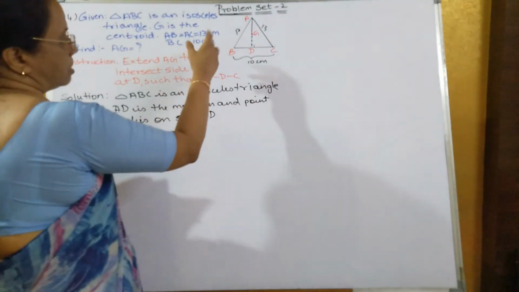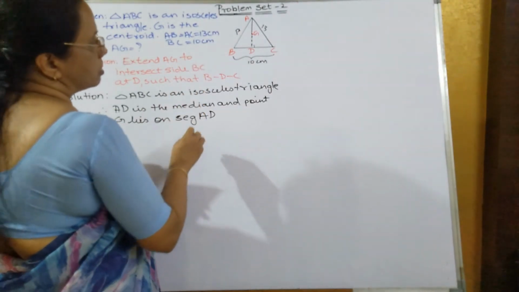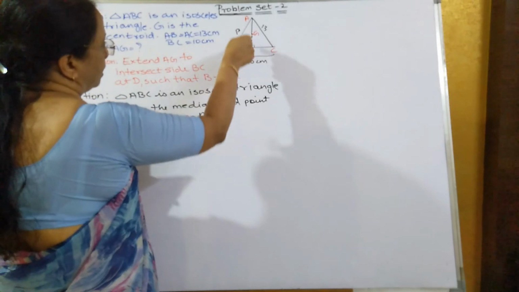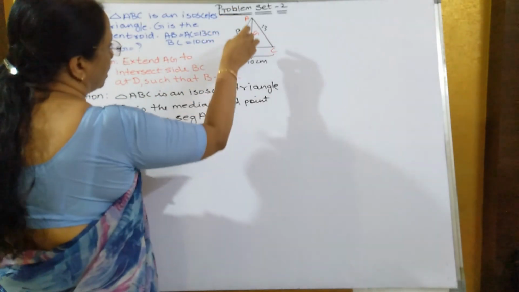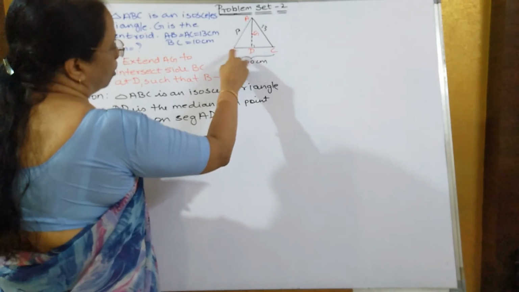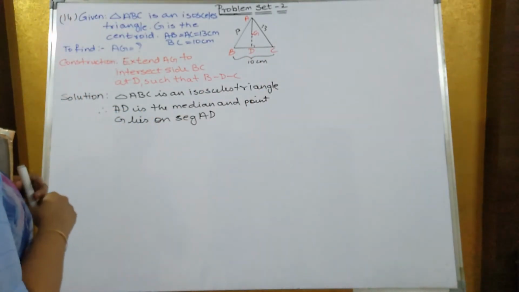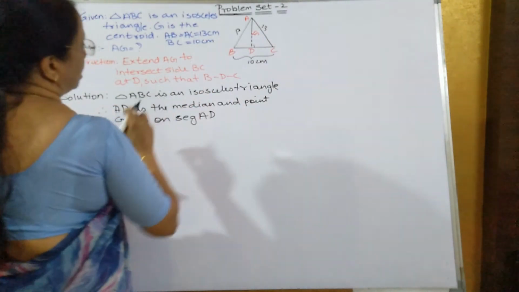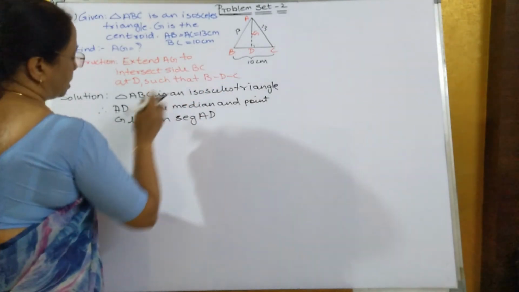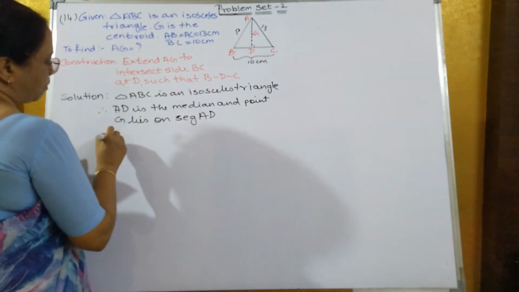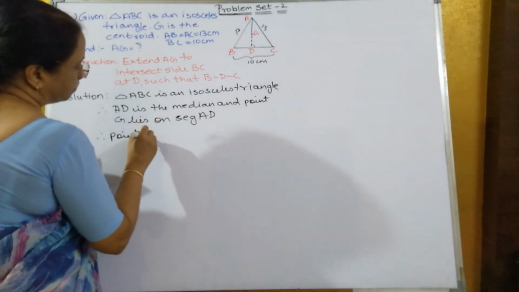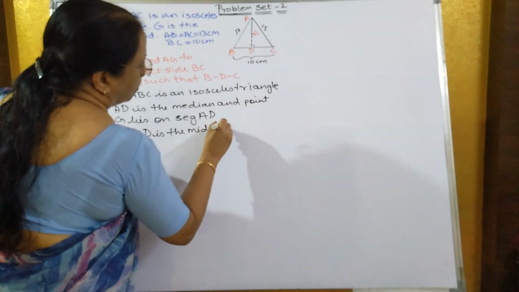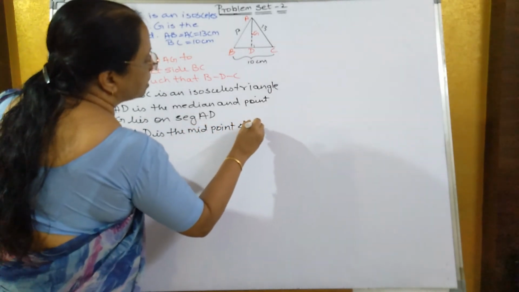Always in isosceles triangle, not in any acute angle, in isosceles triangle, AD is the perpendicular bisector, AD is the angle bisector, and AD is also the median. That means from the point A, it goes up to the midpoint of the opposite side, that is a base. So in isosceles triangle, AD is always the median, and point G, therefore point G lies on segment AD. Therefore BD is equal to how much? Therefore point D is the midpoint of side BC.